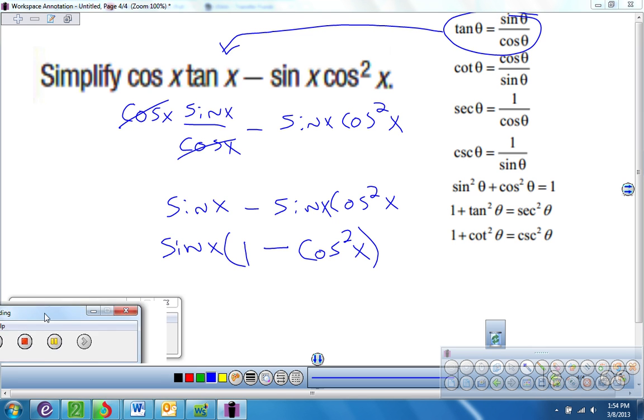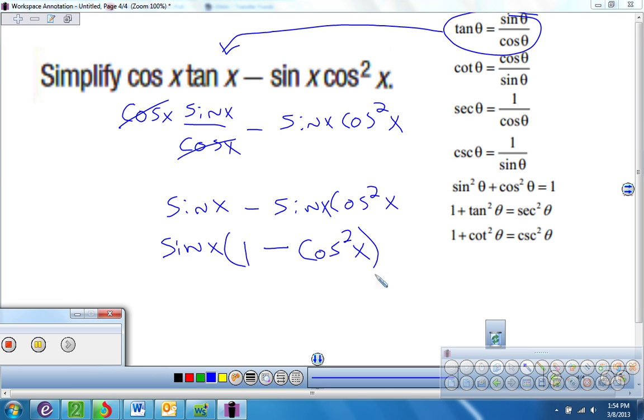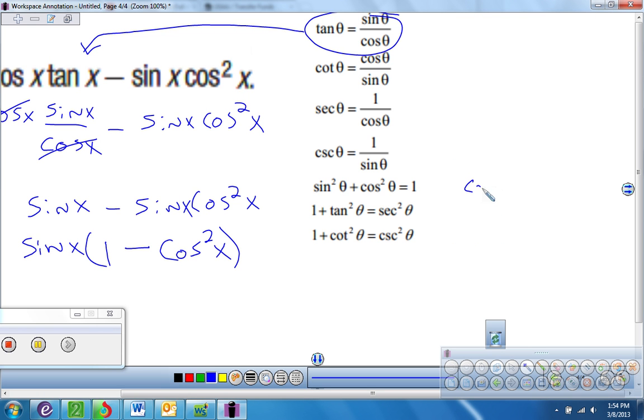Well, 1 minus cosine squared, we've seen before that I can replace that with sine squared, because if I manipulated this like we've done in class, we're wanting sine by itself, so sine squared theta is equal to 1 minus cosine squared theta. So what we can do is replace this with sine squared.